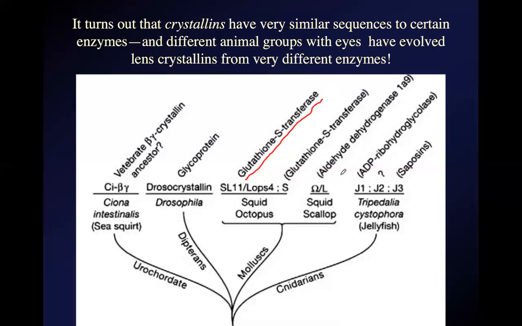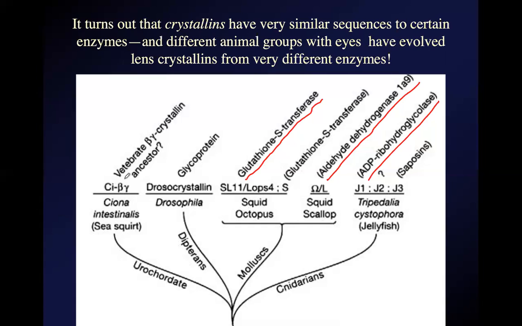Weird. The lenses of scallops are very similar to a digestive enzyme called aldehyde dehydrogenase. In jellyfish, the lenses are very similar to ADP ribohydroglycolase. Where vertebrates come from, I'm not sure we fully know, but they don't share much in common with squid crystallins. They come from a different source. And the idea is that this is tinkering on the molecular level.